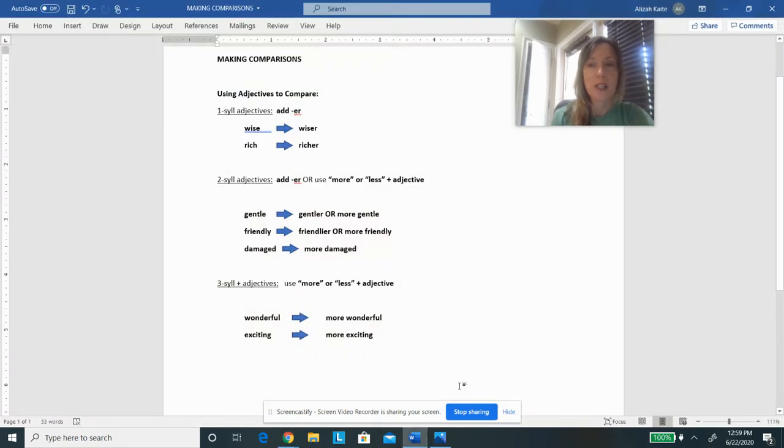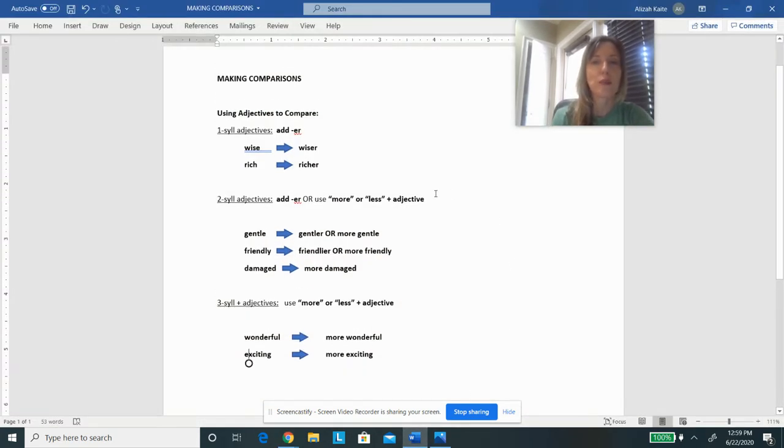So I have a document here to remind you about how to make comparisons using adjectives. So the way you do it is you have to know how many syllables your adjective has. Remember, a syllable is the number of vowel sounds. So how many vowel sounds do you hear? So silent letters are not included. Okay, so if you have a one-syllable adjective, this is how you will make a comparative adjective. Wise becomes wiser. Rich becomes richer. You just add ER when you have a one-syllable adjective.